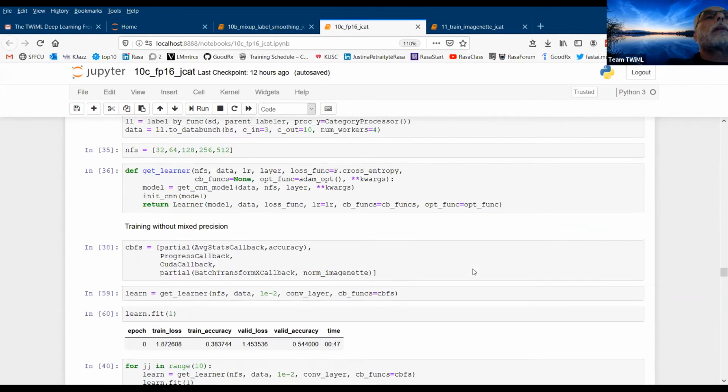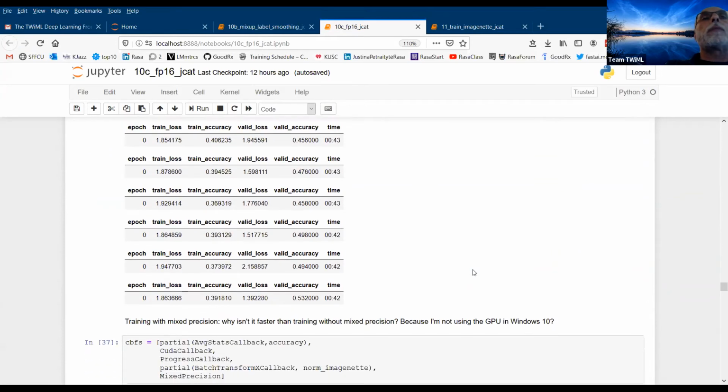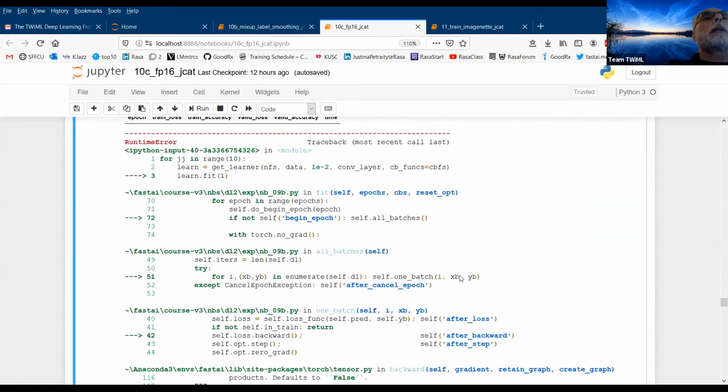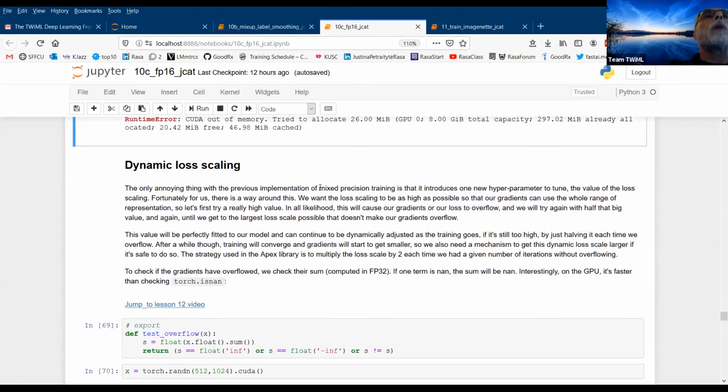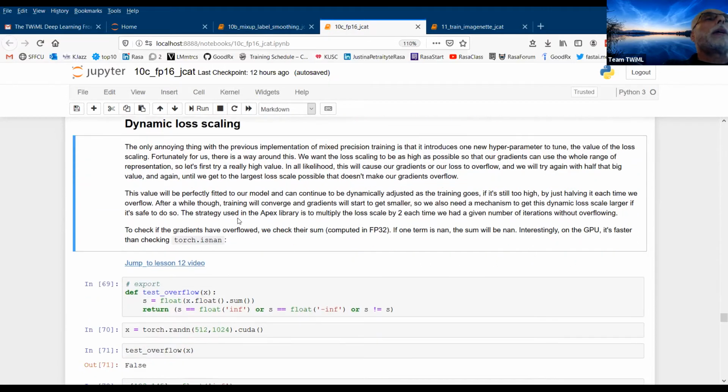Then there's this thing called... at first he implements it with just the number 532. Then he does this dynamic loss scaling, and he says the annoying thing is that it introduces a new hyperparameter, which is the 512, right? That you multiply the multiplier of the loss function. So he introduces this new concept called dynamic loss scaling, and he implements it.